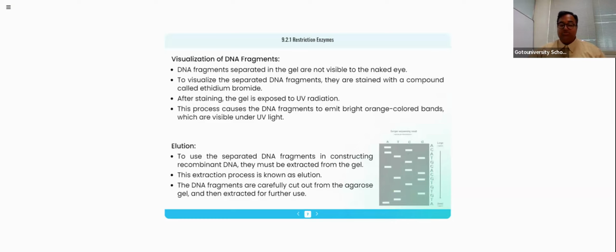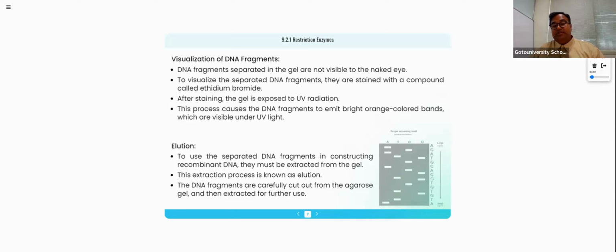So the stained or colored DNA is moving in the gel. That we can visualize because we already colored the broken DNA, which we broke by using the restriction enzyme, right? And that colored DNA is what we are running in the gel.